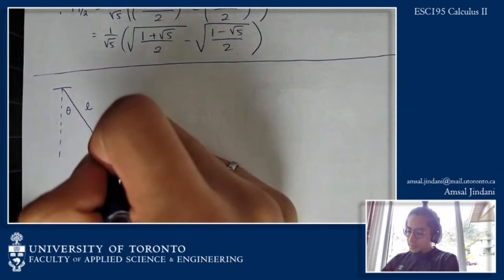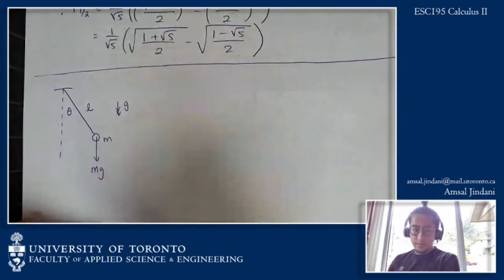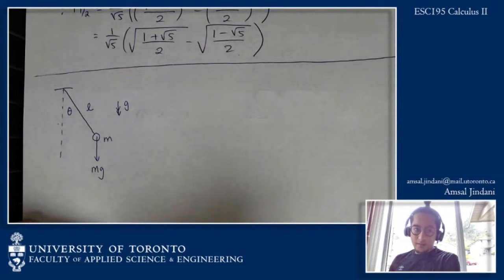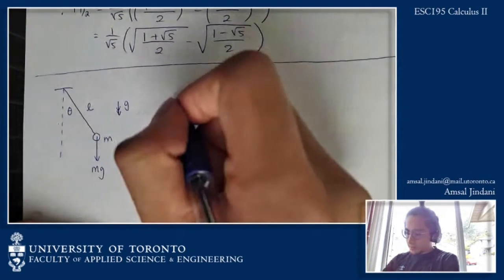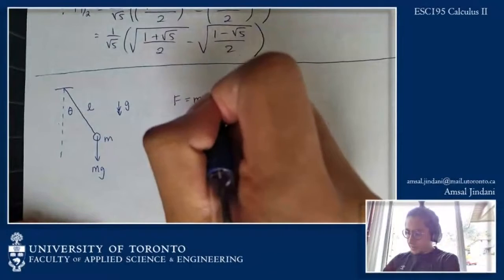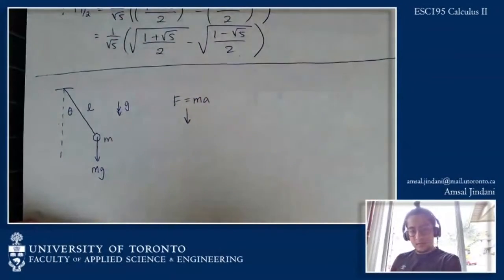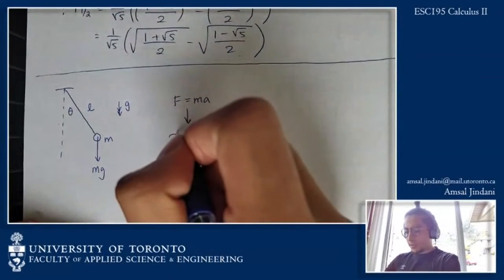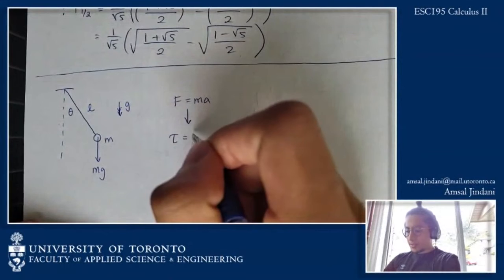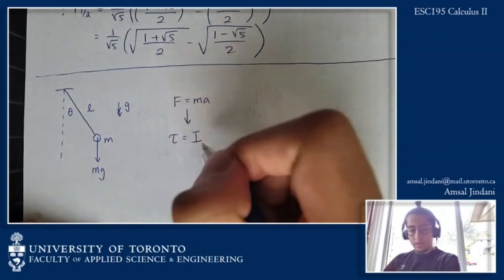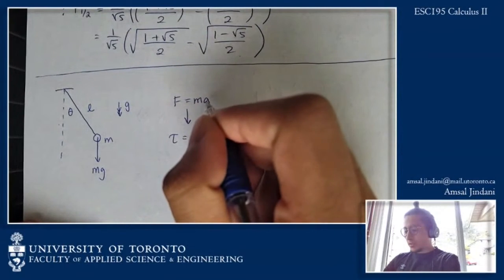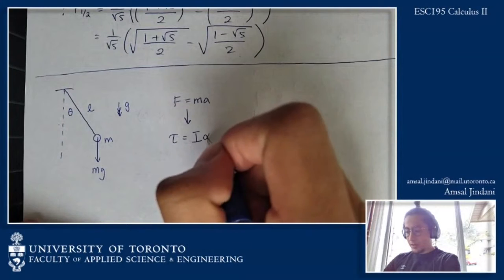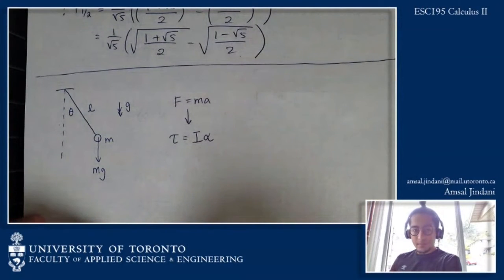So the force acting on the pendulum due to gravity is mg, and now we can just apply Newton's second law. So you have F equals ma, but in the rotational sense, your forces turn into torques, your mass turns into your moment of inertia, and your acceleration turns into your angular acceleration.